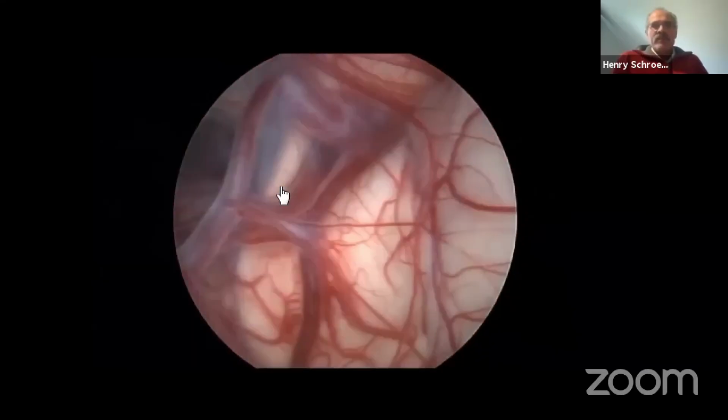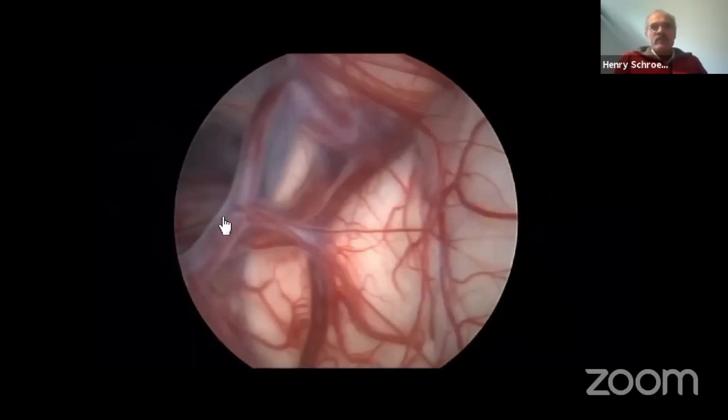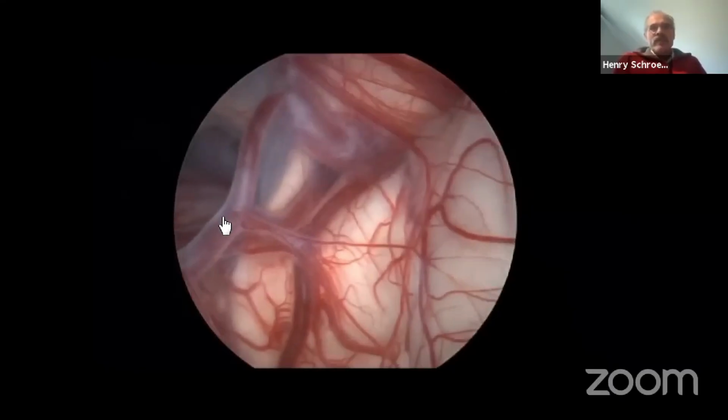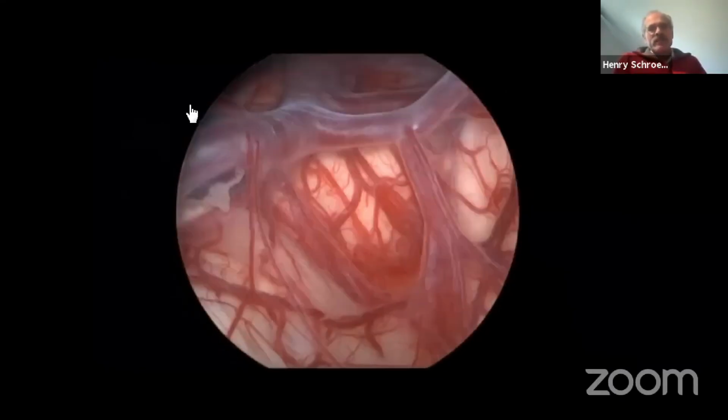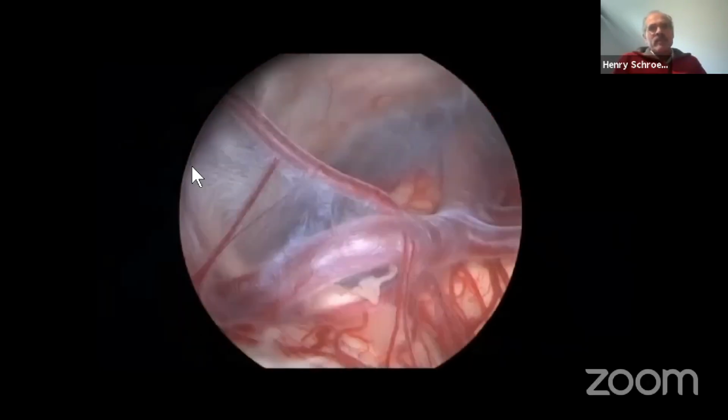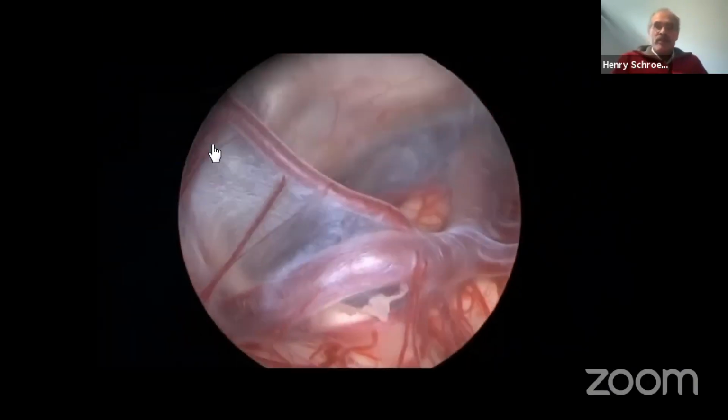So it's very variable. On the other side, you will see the PCOM is very small. Sometimes you have a fetal origin and they are very large. But here you see the very small PCOM, but still there are important perforators which should be preserved.